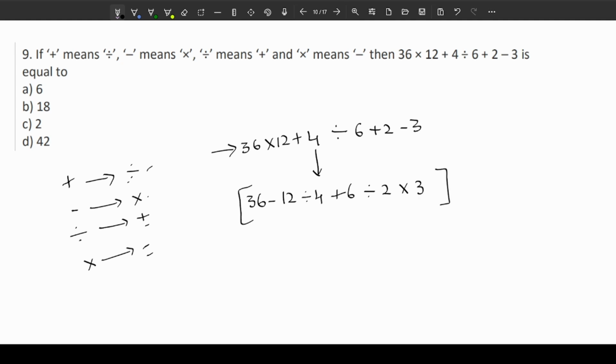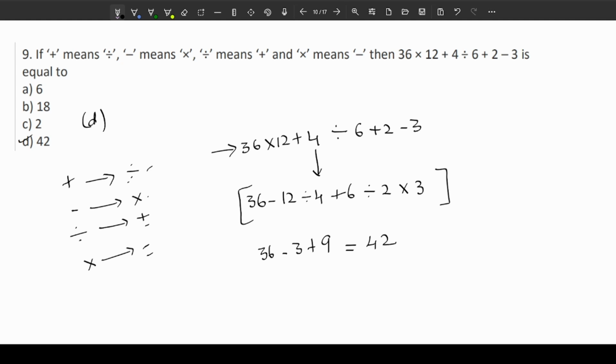Okay, since division and multiplication should be done first, let me write: 36 minus 12 divided by 4 is 3, plus 6 divided by 2 is 3, and 3 into 3 is 9. So this is plus 9. Okay, now 36 minus 3 is 33. 33 plus 9 is 42. Hence your answer is D.